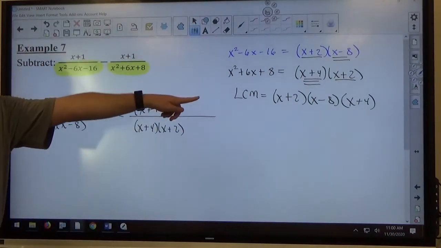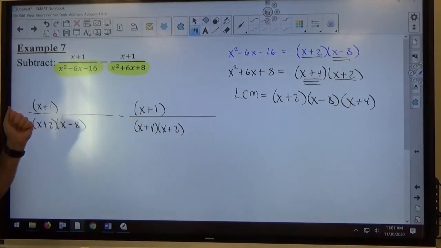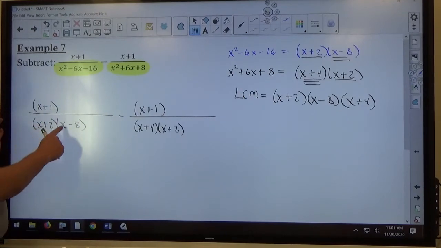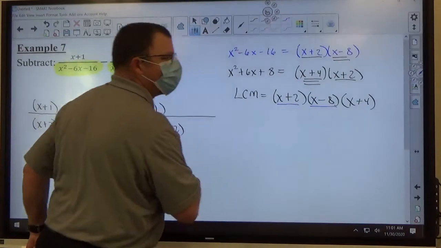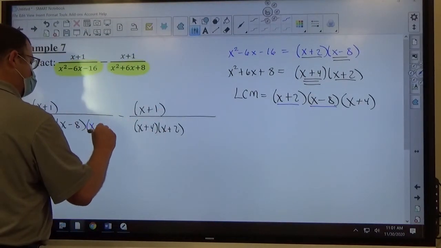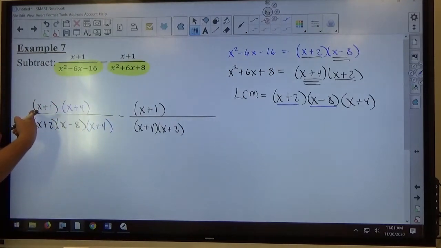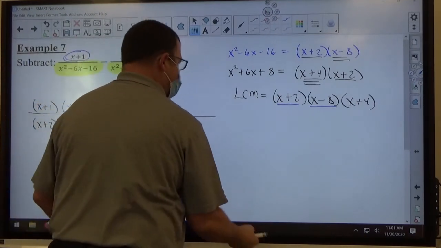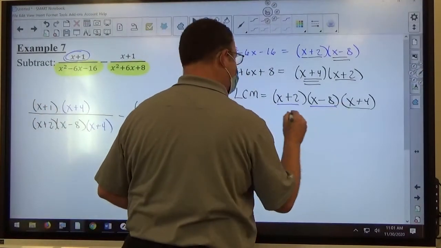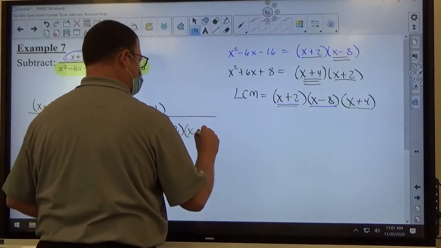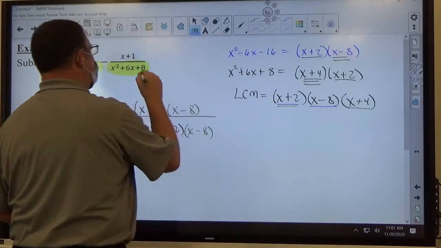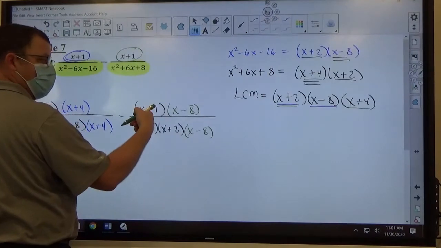We know what the least common multiple is supposed to be. We know what our current denominators are, so we need to do what's missing. For the first one, x plus 2 and x minus 8 are there. What's missing is x plus 4. And again, x plus 4 is being multiplied by the top, which is x plus 1, binomial times binomial. Make sure they're both in parentheses. It doesn't start off in parentheses in the problem, but usually needs to be put in parentheses when we get to the point where we're multiplying things. The second fraction: x plus 4 is already there, x plus 2 is already there, so x minus 8 is missing. Same deal, x plus 1 is on top in binomial form, times x minus 8.